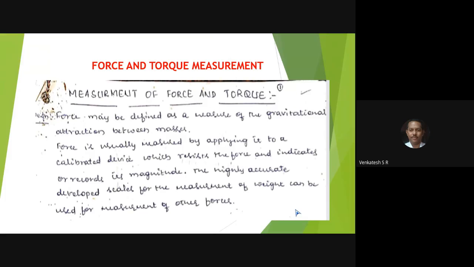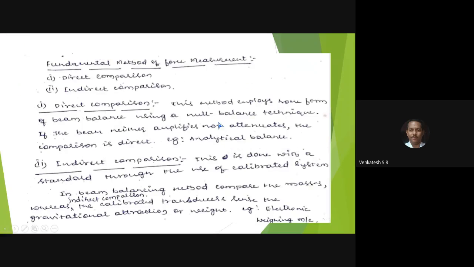Good morning, everybody. Last class we discussed the measurement of force and torque. In the measurement of force, a good example is the analytical balance. Force measurement can be classified into two types: one is direct comparison, the other is indirect comparison. In this way or in the other way, you can also explain direct measurement and indirect measurement.